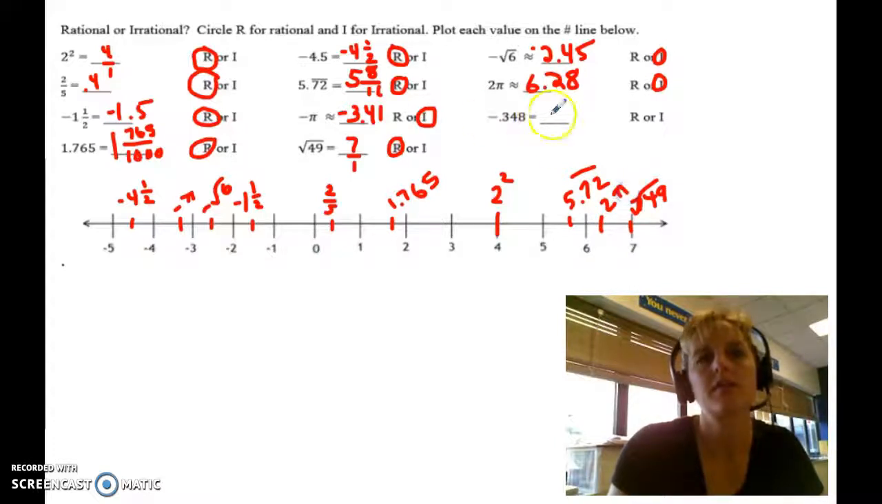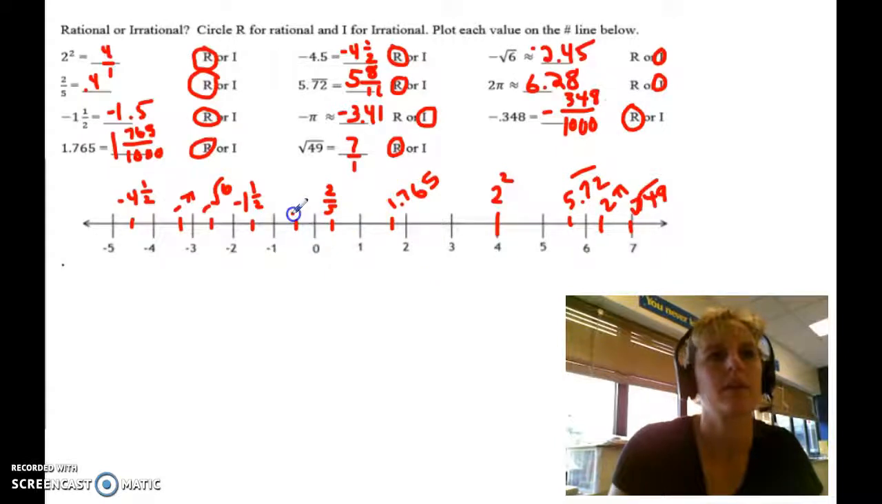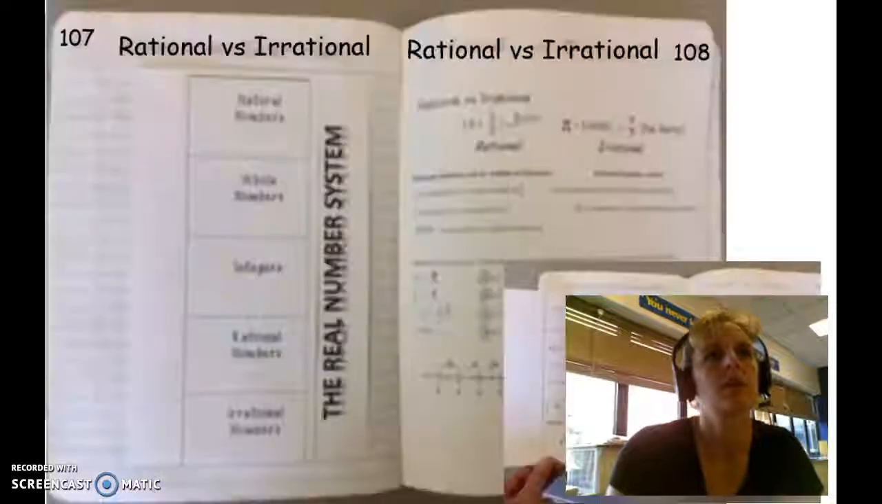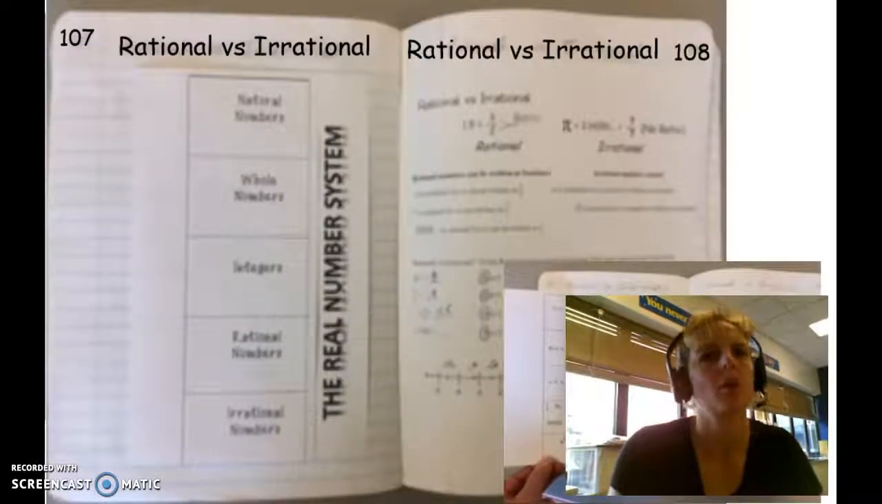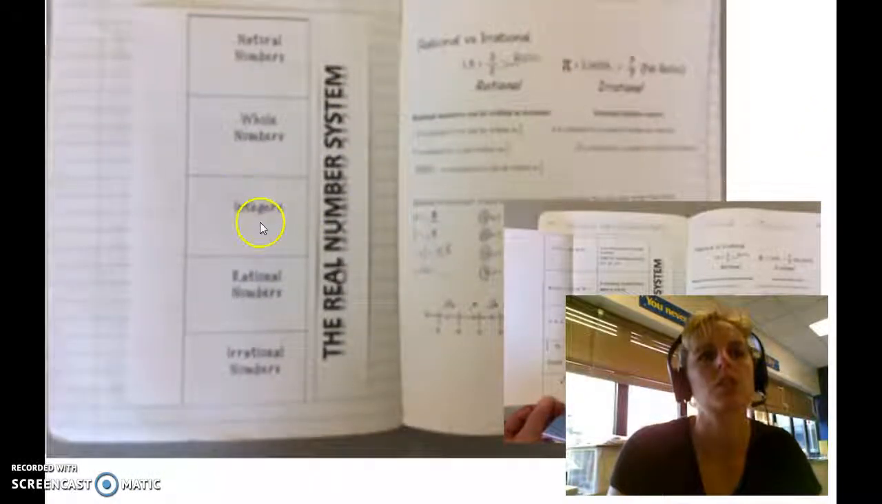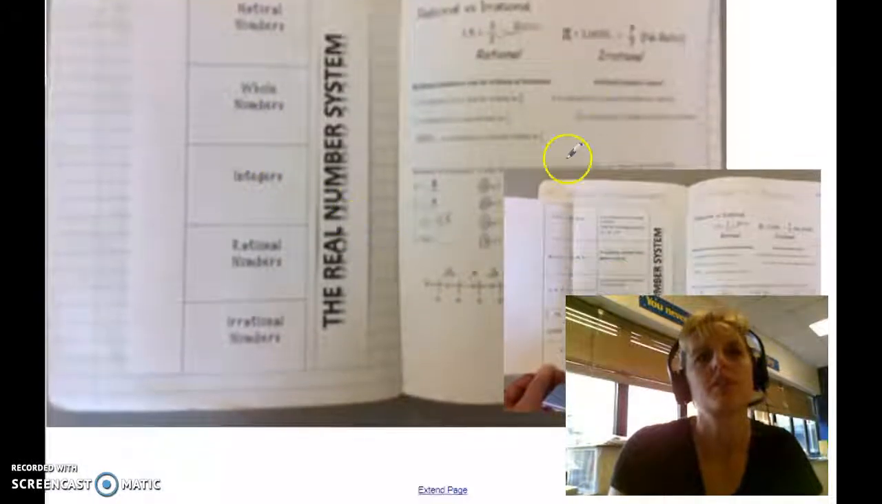And then negative 0.348, this again, we can use place value. Tenths, hundredths, thousandths. And 348, again, it's fractional, so it's rational. So we would plot that right about here on our number line. So if you have your notes complete, you will go ahead and tape them in. And this is what it should look like when you have this folded sheet with the definitions on the left and your completed note sheet on the right.